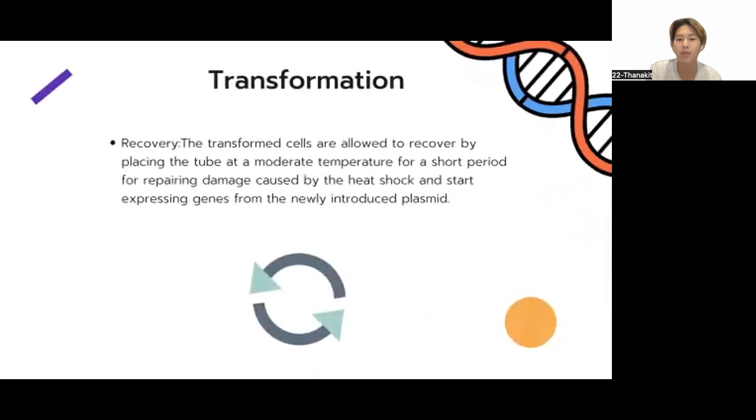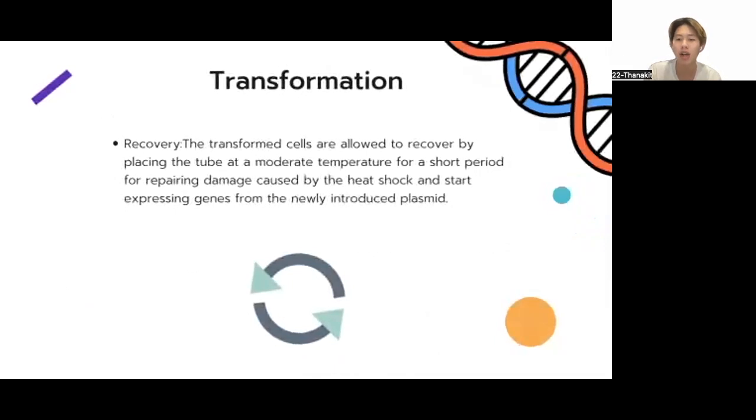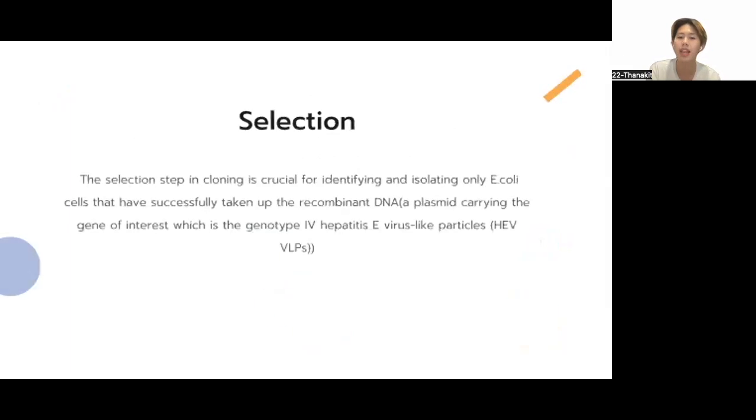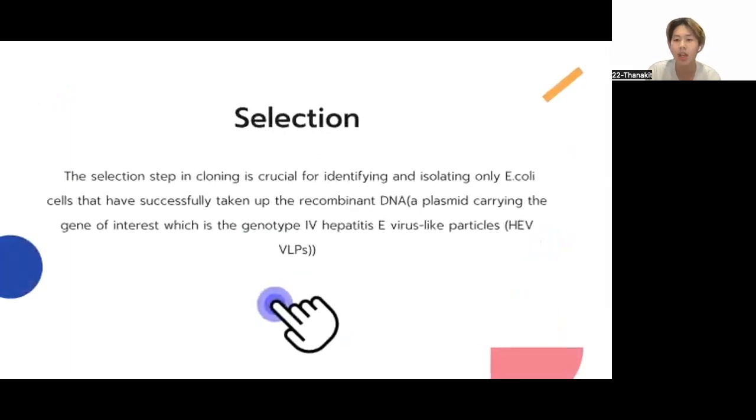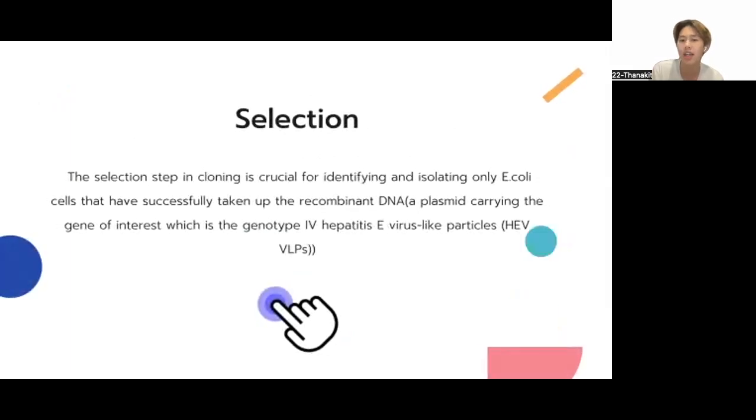After that, transformed cells are allowed to recover by placing the tube at moderate temperature for a short period, for repairing the damage caused by the heat shock and to start expressing the gene from the newly introduced plasmid. Next is the selection step, which is identifying and isolating all the E. coli cells that have successfully taken up the recombinant HEV DNA.